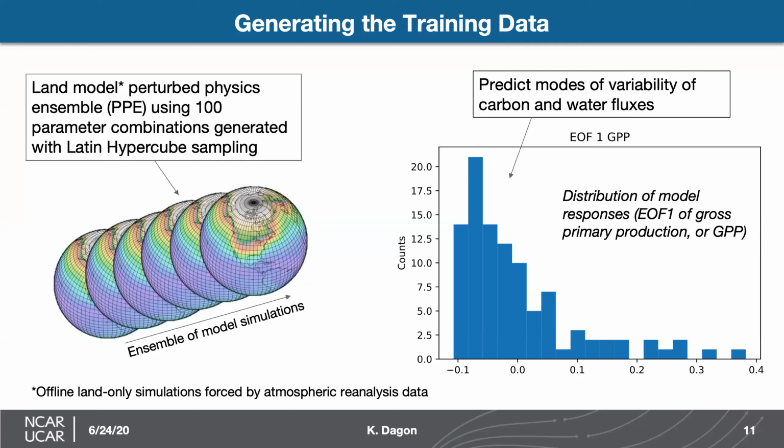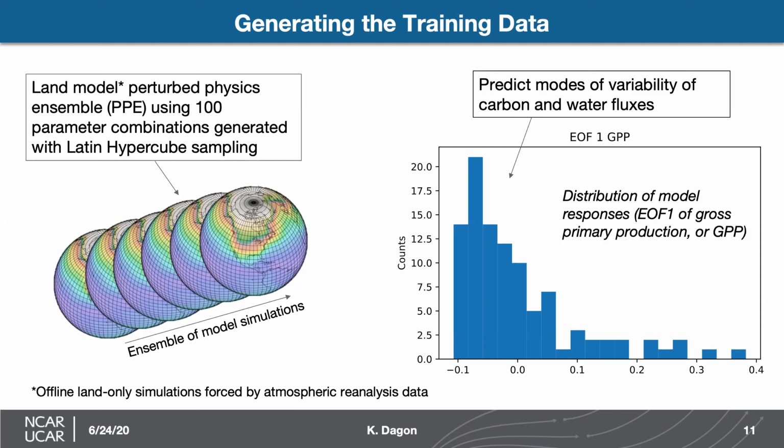But then the next question is, of course, what is the model output that we want to predict? This is somewhat subjective to what we're interested in, but also based on the observations that we'll be able to bring in to use for the calibration. What I'm showing here is an example of one of the outputs that we're trying to predict. Broadly, we want to be able to predict modes of variability of carbon and water fluxes. One example of this is to do empirical orthogonal functions on gross primary production, or GPP, which is essentially photosynthesis, so essentially carbon uptake.